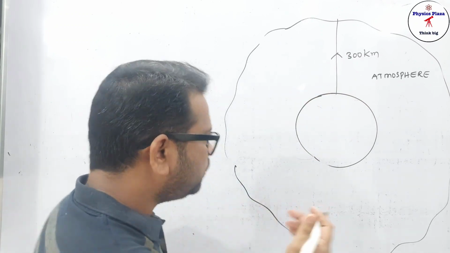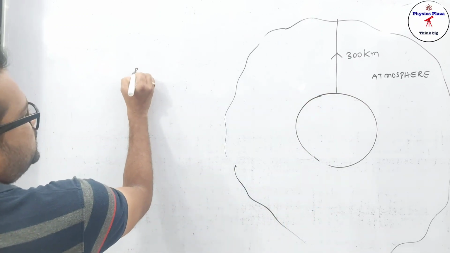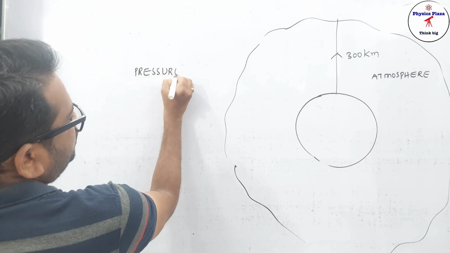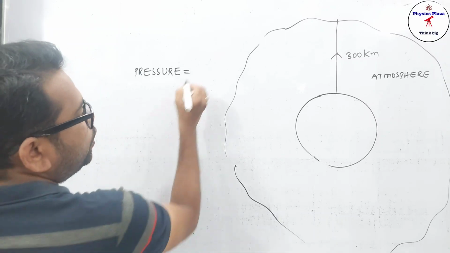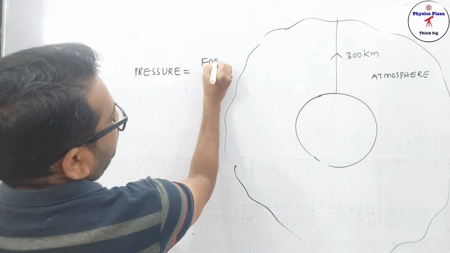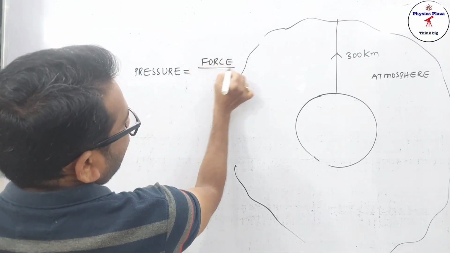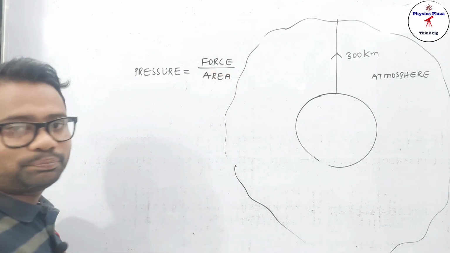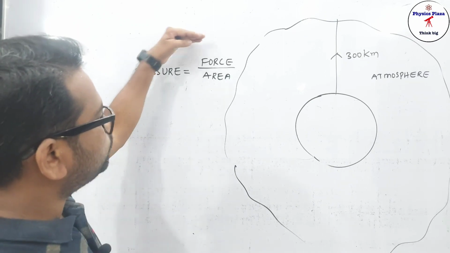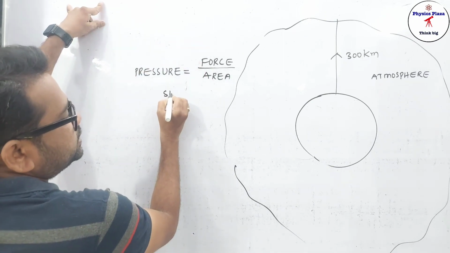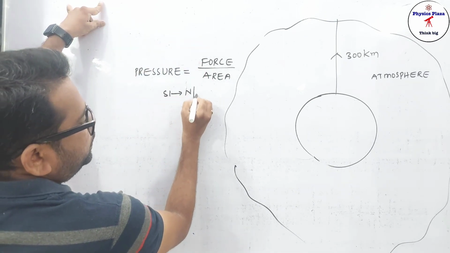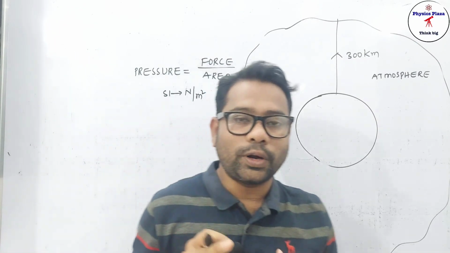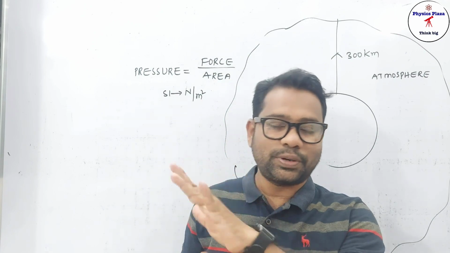That's fine. Now let us recall pressure. Children, already we discussed what is pressure. Pressure is force acting per unit area. Children, this we all know very well. Yes or no? So pressure is force acting per unit area and its SI unit is Newton per meter square. Now we understood what is the atmosphere and what is pressure.